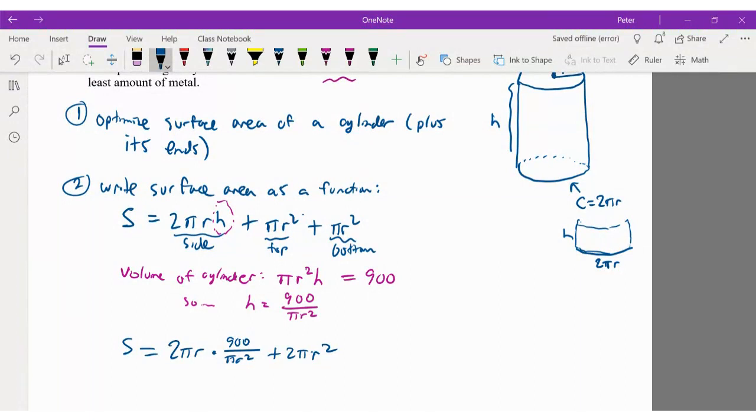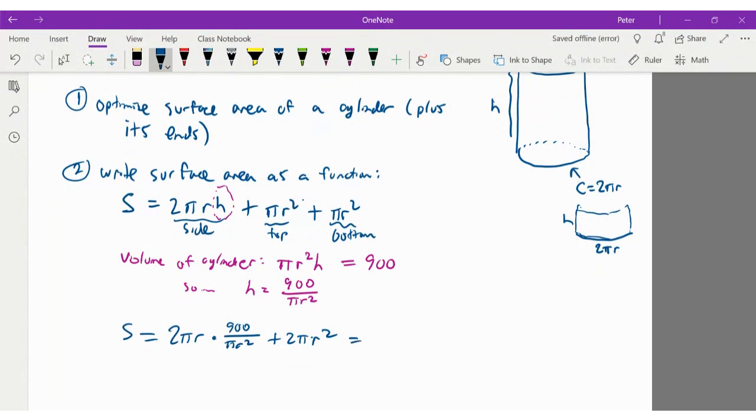So that equals, simplifying that first expression, that's going to give us 1800. The 2 pi's are going to cancel, and one factor of r is going to cancel, giving me 1800 over r plus 2 pi r squared. So I now have the surface area as a function of the radius, which is 1800 over r plus 2 pi r squared. Now I have an objective function in terms of one variable. Okay. Everyone with me so far?